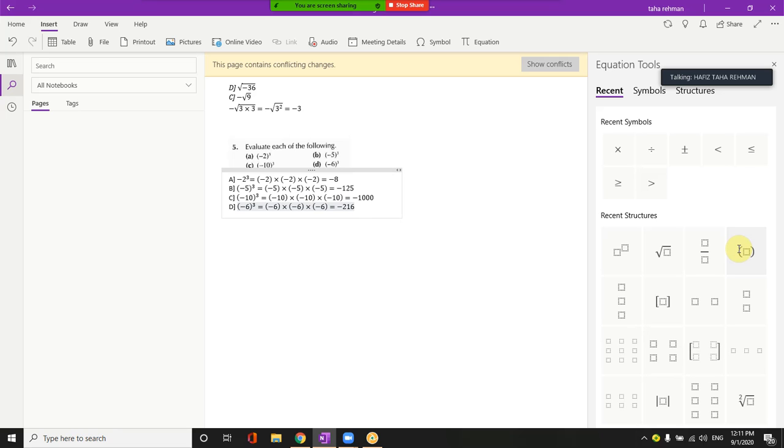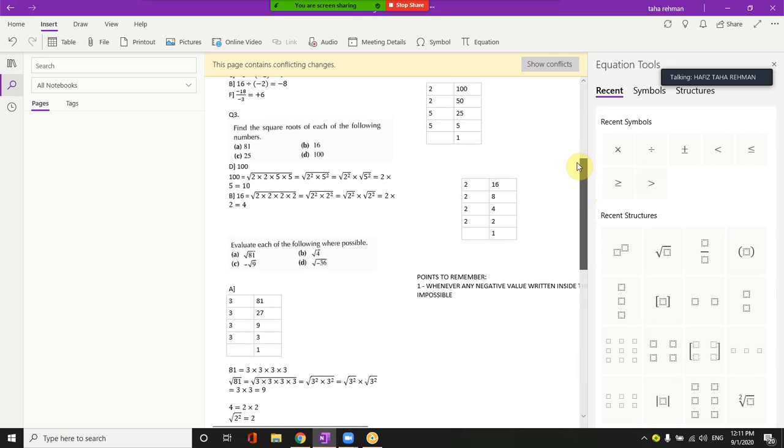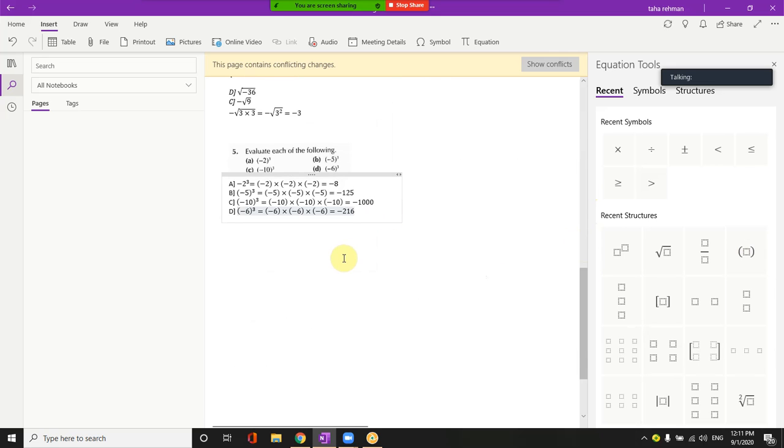Got it? Yes, sir. Okay. Now you need to tell me the square root of 25. Quickly, quickly. Who will tell me the square root of 25?